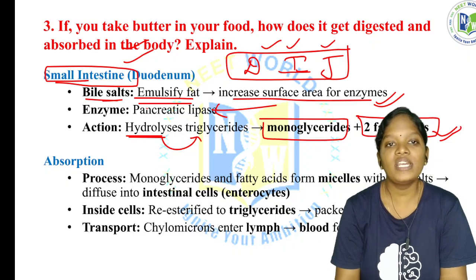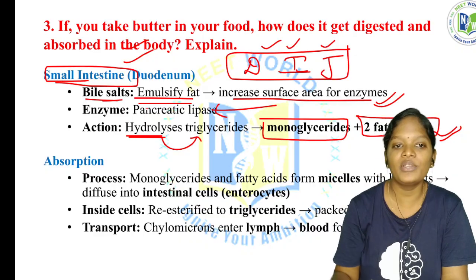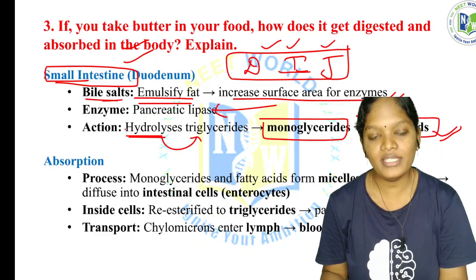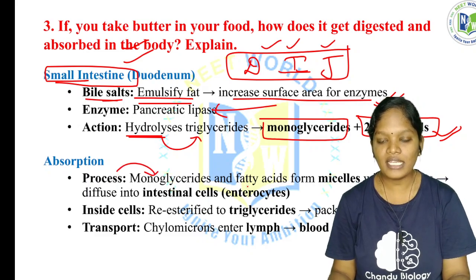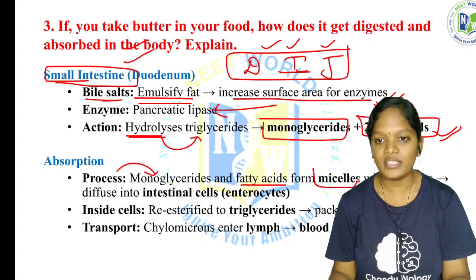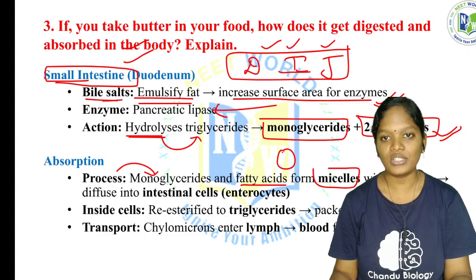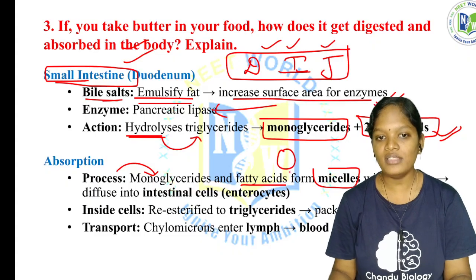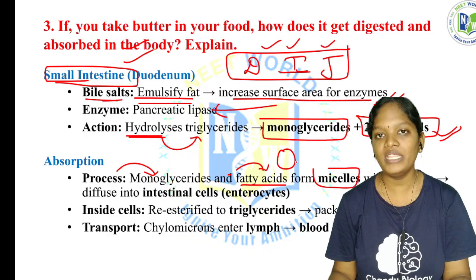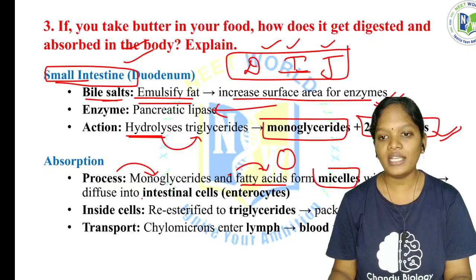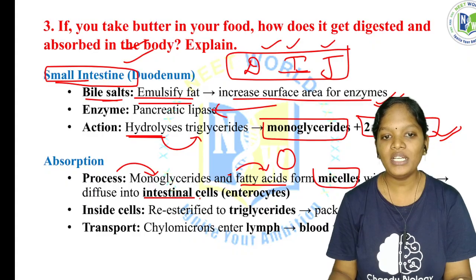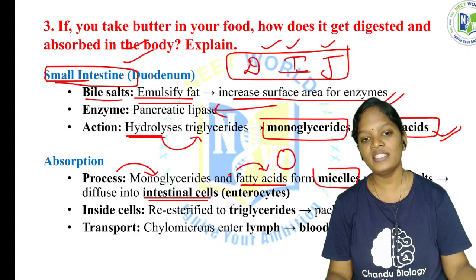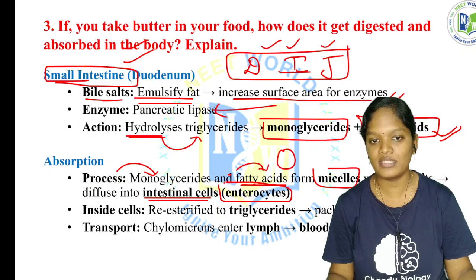Now all the food has been digested, and it has to be absorbed by all the cells of our body. How is it absorbed? What is the process? Here the monoglycerides and the fatty acids, together with the bile salts, form micelles, which means a round structure. This micelle is diffused into the intestinal cells. What are these intestinal cells called? They are called enterocytes.